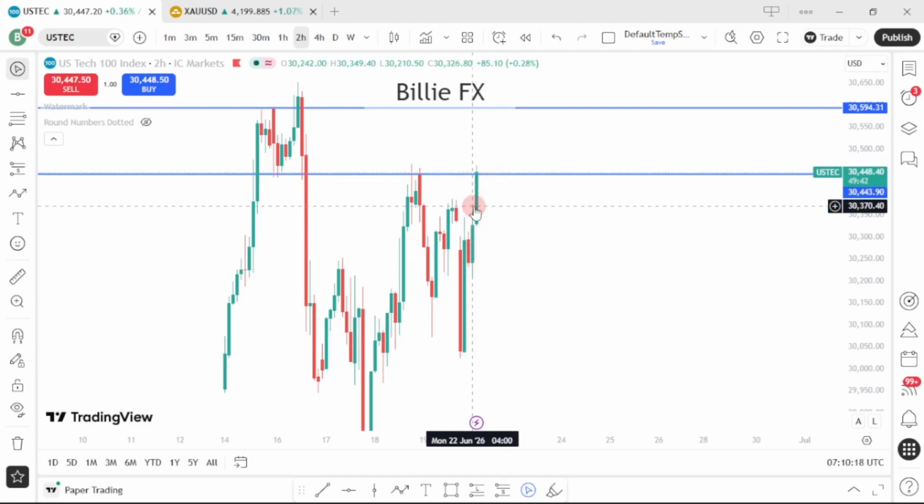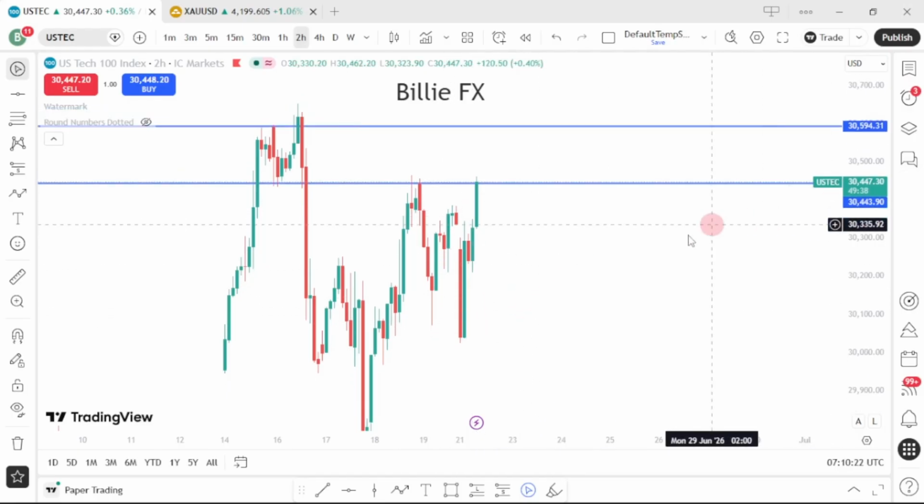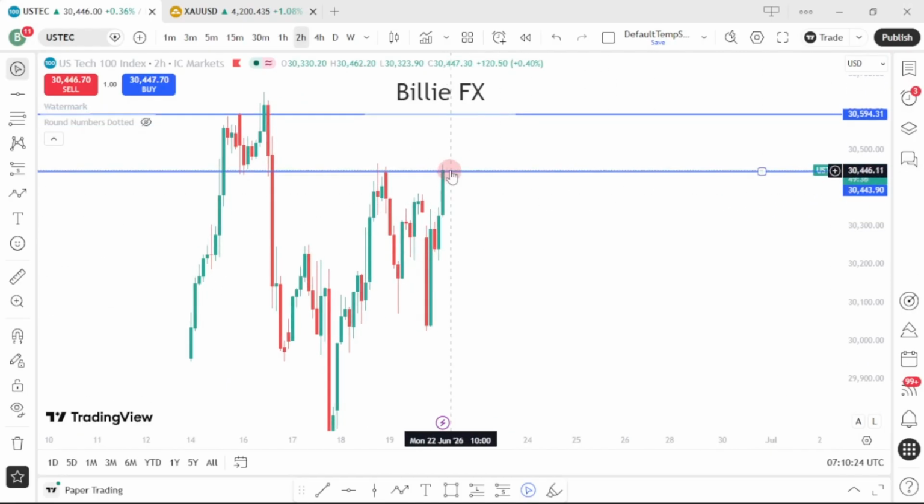You have no business selling. If you sell, you are going to be stopped out. Literally, you are going to be stopped out because you don't know whether this area is going to hold, and the market is going to break it, retest it, and go for the daily resistance up here.